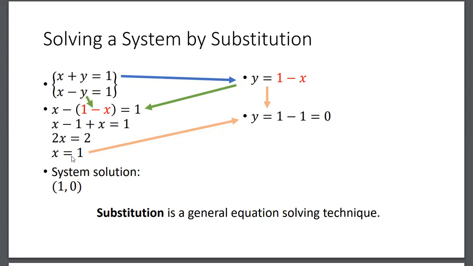Let's check. 1 for x, 0 for y. 1 plus 0, well, that's 1, and it is equal to 1. 1 minus 0, that's still 1, that's equal to 1. That ordered pair solves this system.